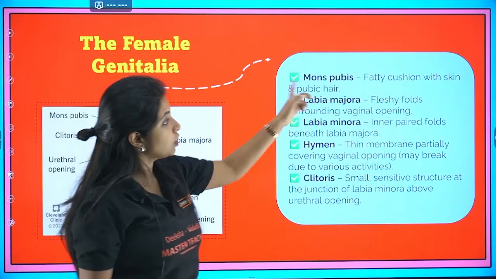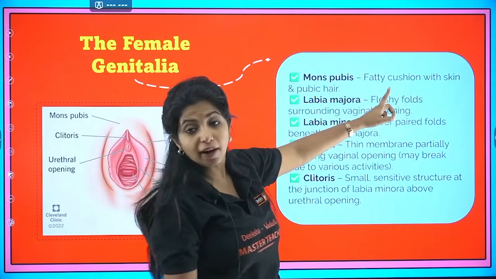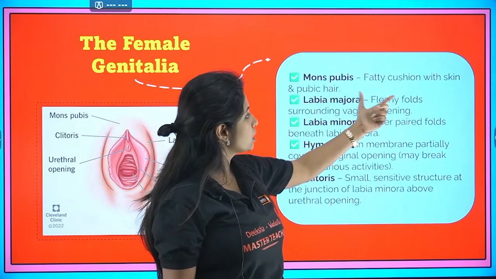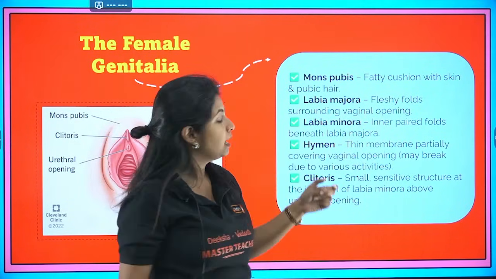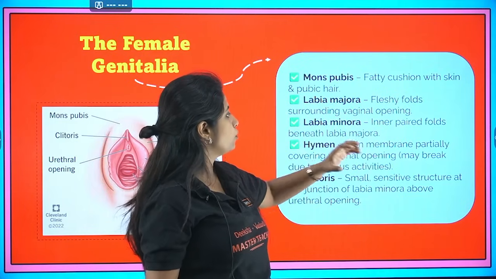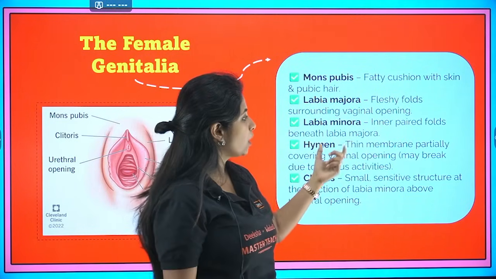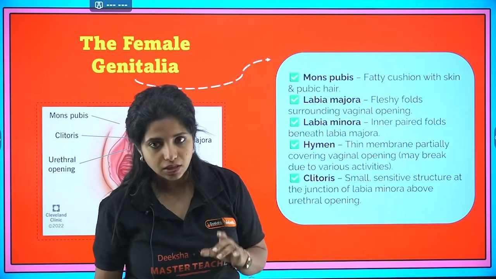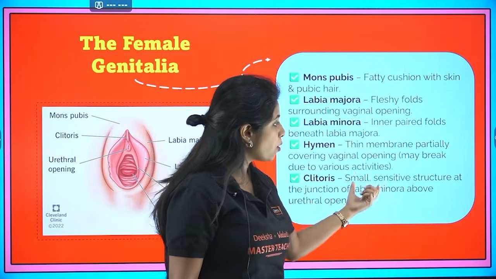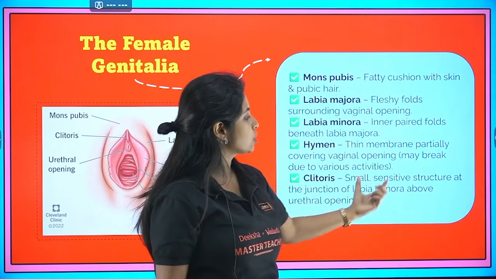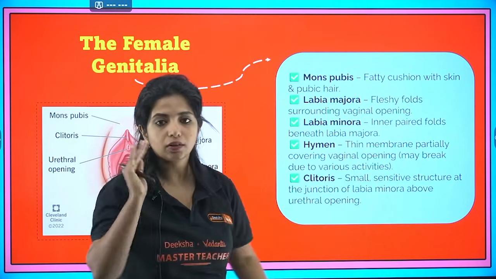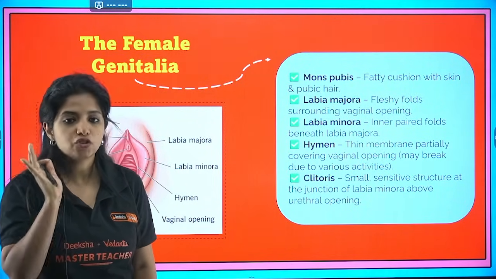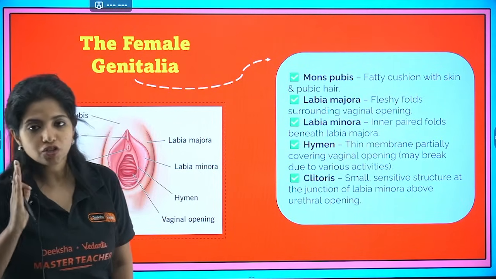Fine. So mons pubis, you have to remember this, is a fatty cushiony layer with skin and pubic hair. Labia majora is fleshy folds surrounding the vaginal opening. Labia minora, the inner paired folds beneath the labia majora. Hymen is the thin membrane partially covering the vaginal opening, which may break due to various activities. Clitoris is the small sensitive structure at the junction of labia minora above the urethral opening. This is what you mean by the female external genital organs or female external genitalia.